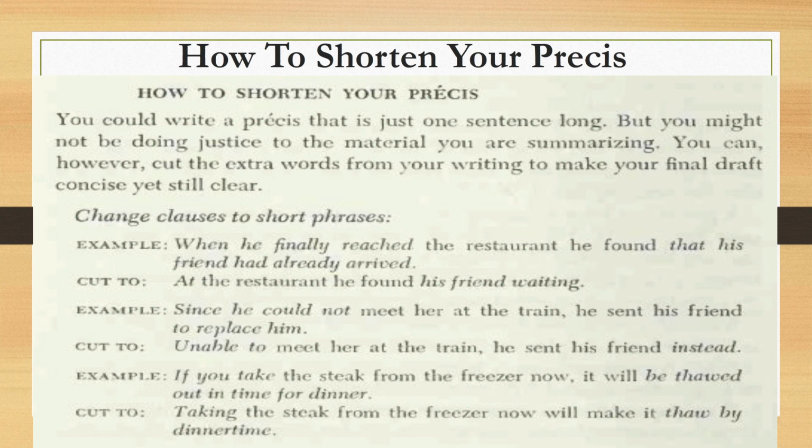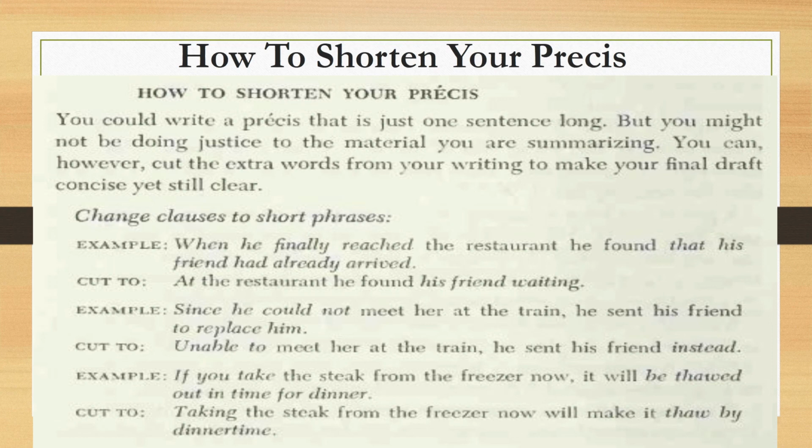Here are some examples. Change clauses to short phrases. Example number 1: When he finally reached the restaurant, he found that his friend had already arrived. And the Précis of this sentence is: at the restaurant he found his friend waiting. Example number 2: Since he could not meet her at the train, he sent his friend to replace him. The Précis of this sentence is: unable to meet her at the train, he sent his friend instead.